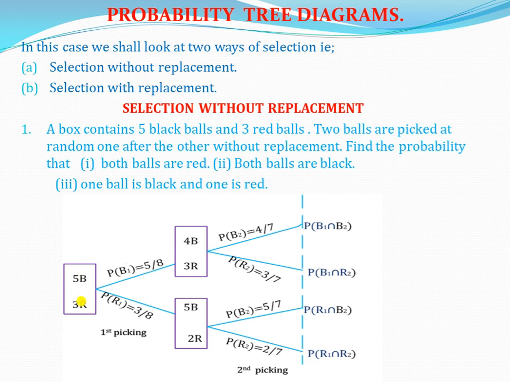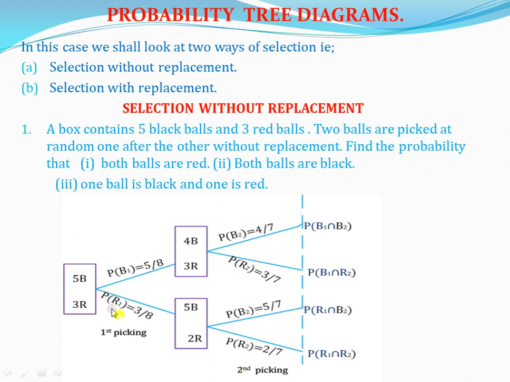So what does this mean in this case? When I go through this arm, it means I have picked a black ball, but I have not picked the red. So the red remains the same, but the black balls reduce by 1 because I've already picked 1. So at this point, again, it means I am picking a black ball, and in this case, I am picking a red ball. But I am saying probability of B2 because we are in the 2nd picking, and probability of R2 because we are also in the 2nd picking.